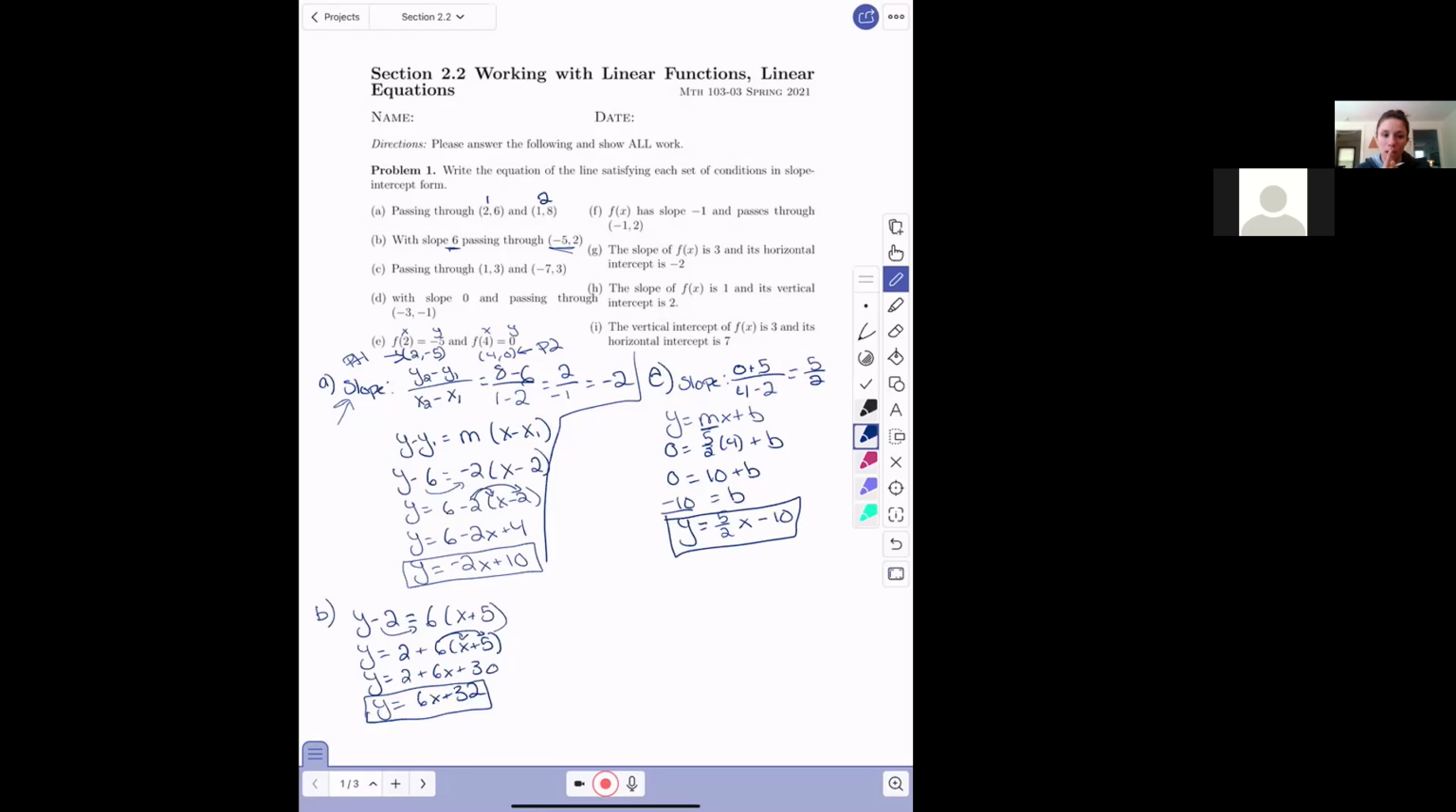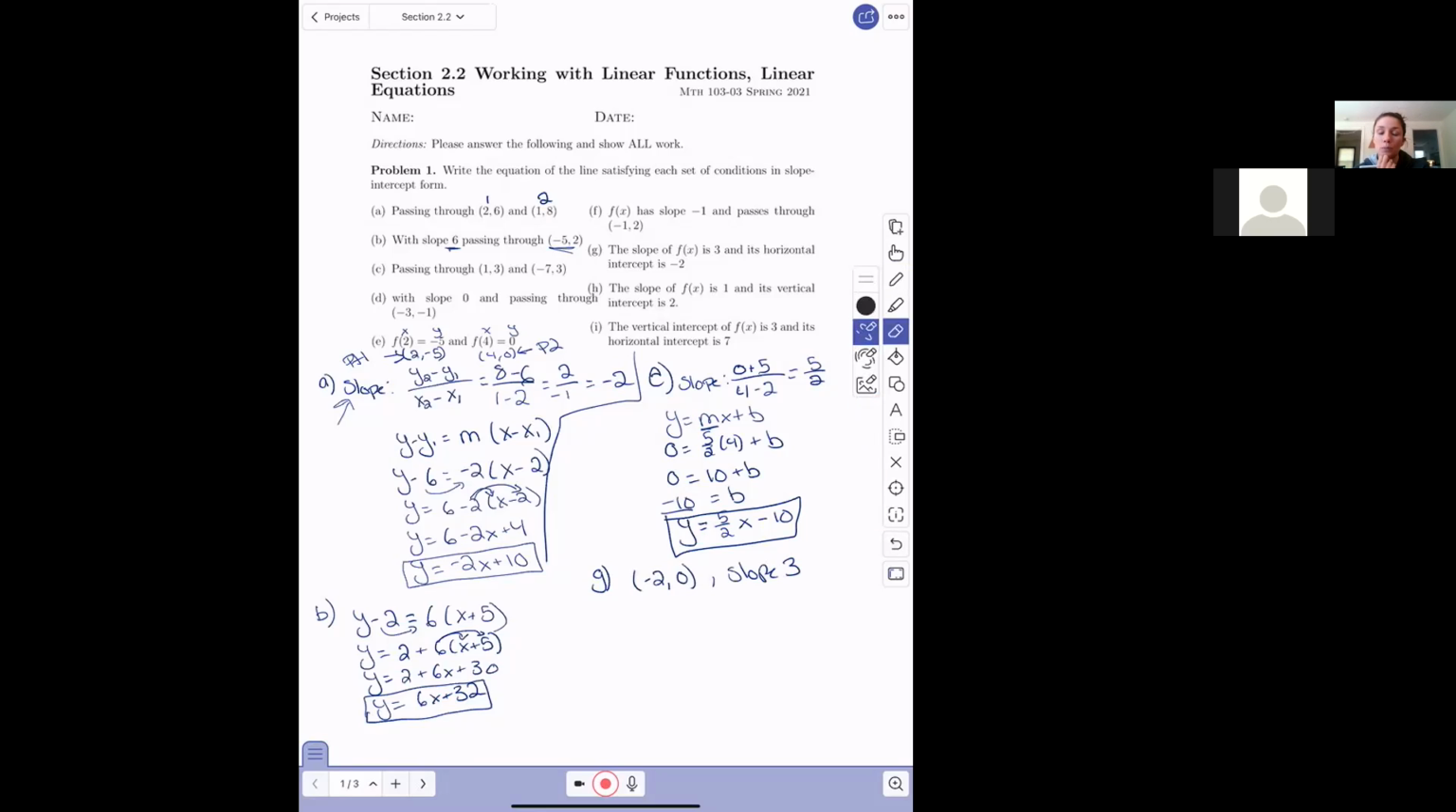Okay. Next, we'll do G. So G, the horizontal intercept is at -2, and the slope is 3. So that means the horizontal intercept is the point (-2, 0), and we have slope, what did I just say, it was 3? Okay, so here, it's nice that we have a 0 point.